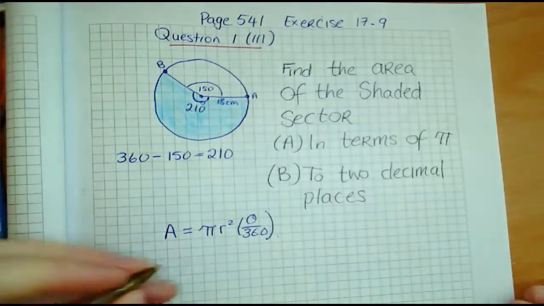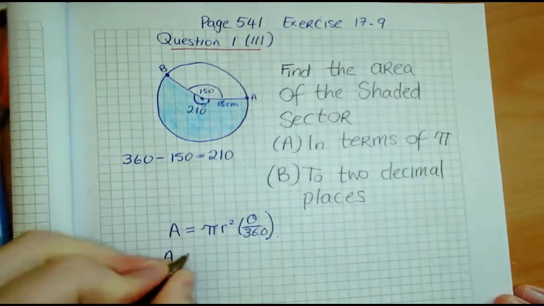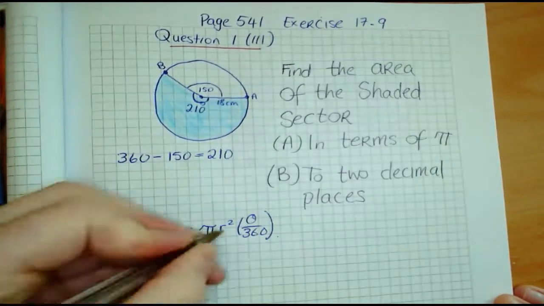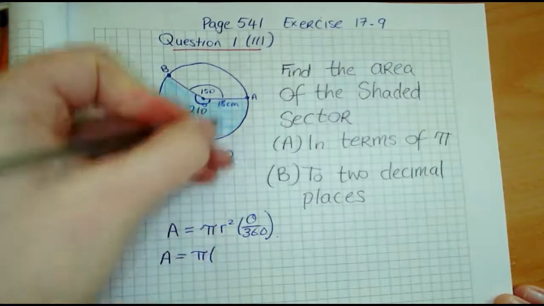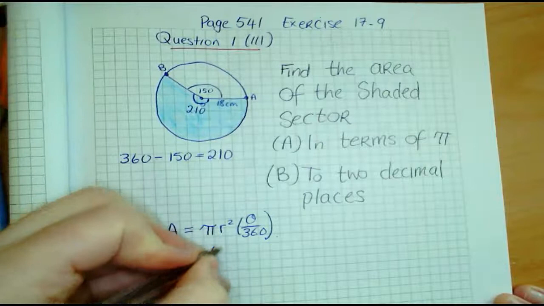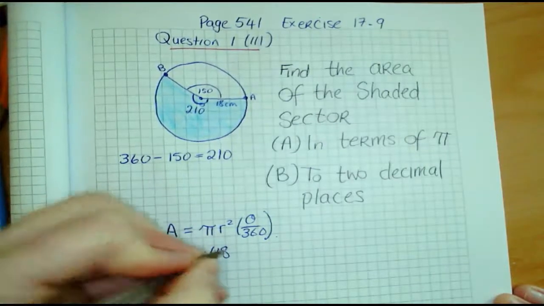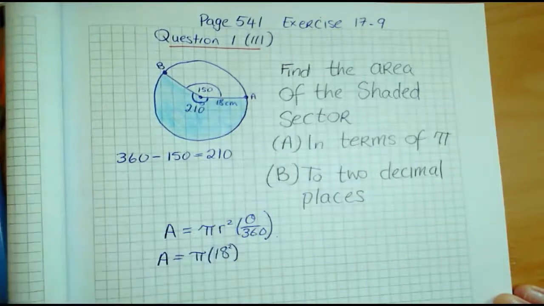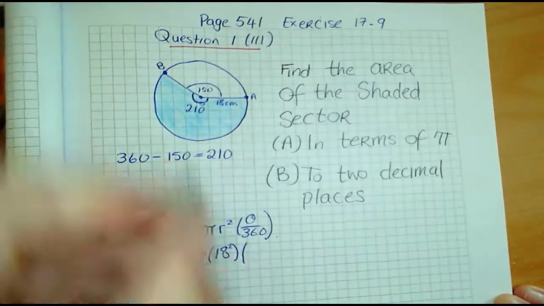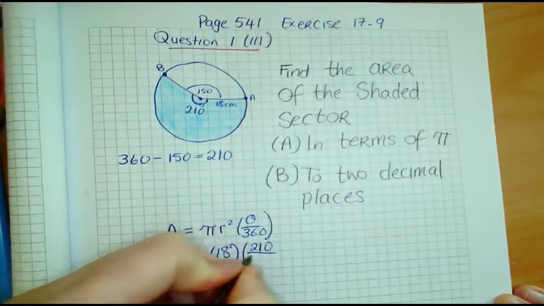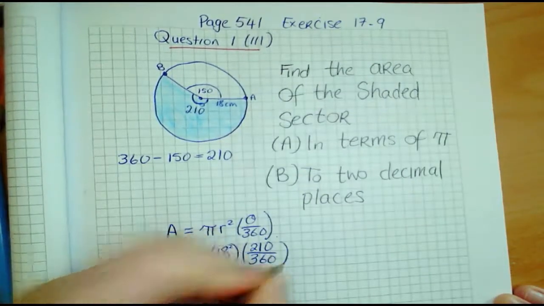So then we're subbing in to our formula. A is what we're looking for, it's the area, so we're leaving that as A, is equal to pi by r. So instead of my r, I know the radius is 18 centimeters. So instead of r, I'm now putting in 18. I know that r is equal to 18, and it's to be squared, according to the formula, by theta, so we know our angle then is 210, all over 360, close the bracket.